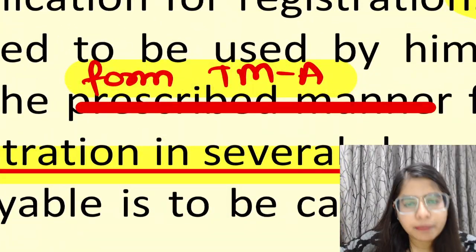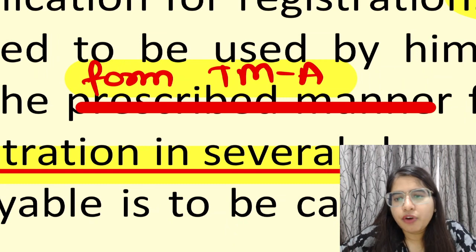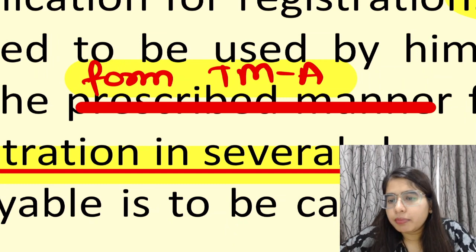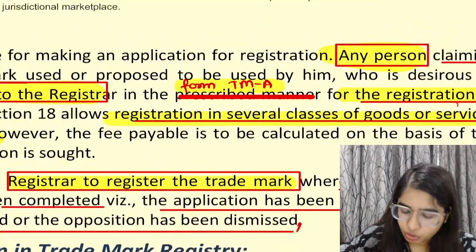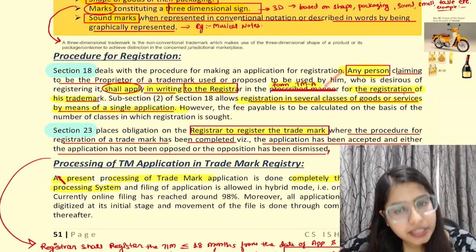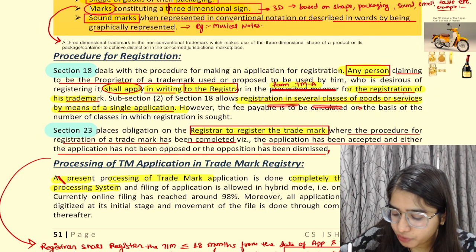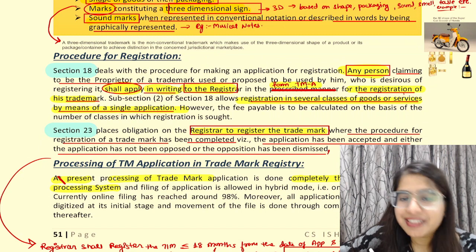In which form can you apply for the registration of a trademark? In the form number TMA, right? So here one point is given that you shall apply in writing to the registrar in the form number TMA for the registration of the trademark. Now, registration in different classes of goods and services is by means of a simple application.